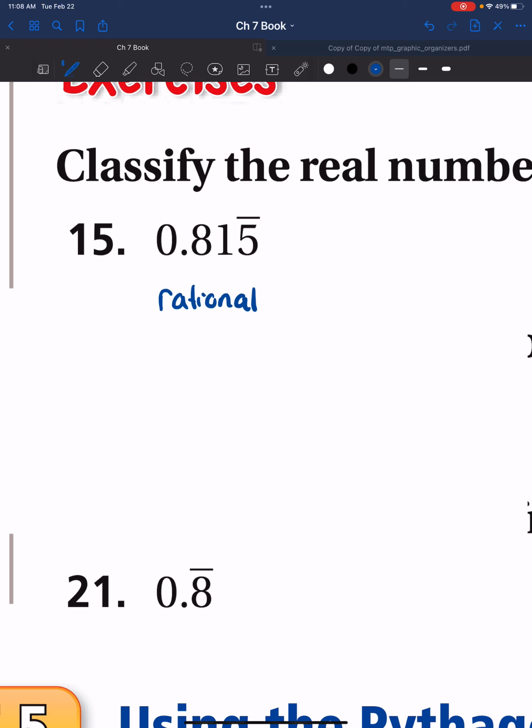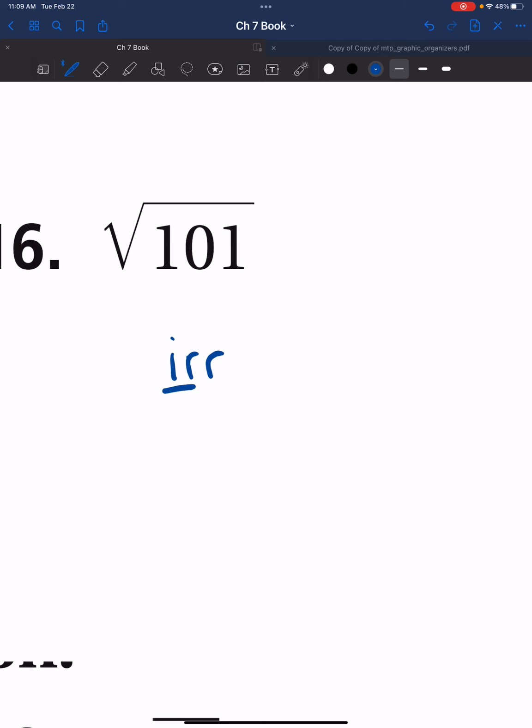Well, go ahead, square 101. What did you get? 10.0498. You get a decimal that goes on forever without repeating, which means this is just irrational. Irrational: IRR says "ear," and then this part will say "rational."